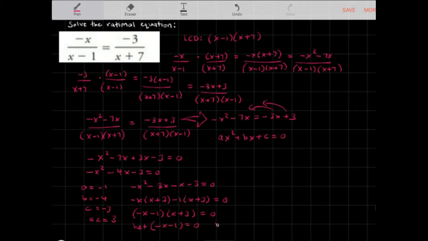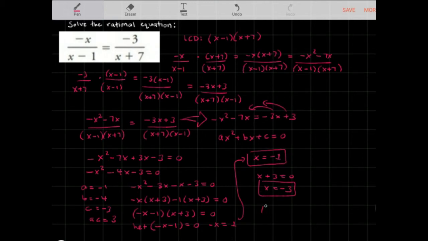Right, so negative x is equal to 1, then x can be equal to negative 1. So this is one of our solutions. The other solution here is x plus 3 is equal to 0, x is equal to negative 3. That's the second solution, right? So both of these solutions will solve this rational equation.